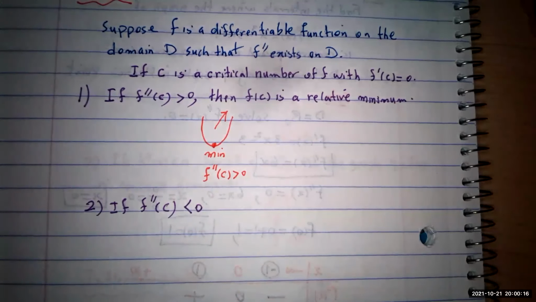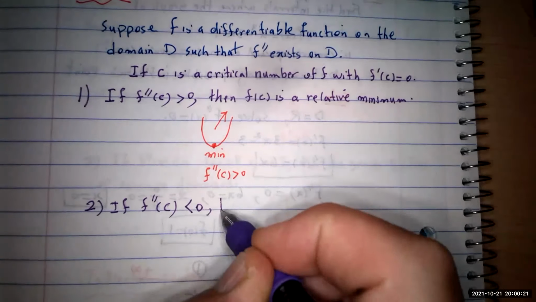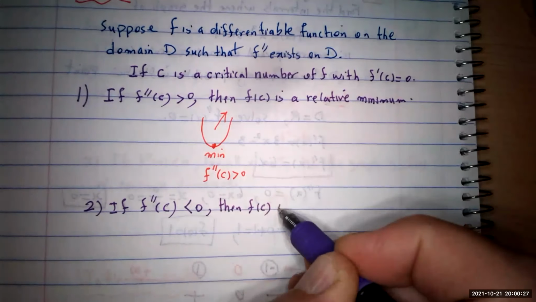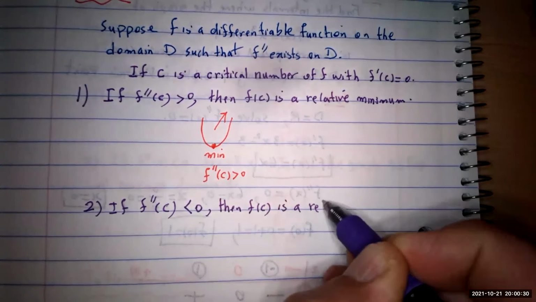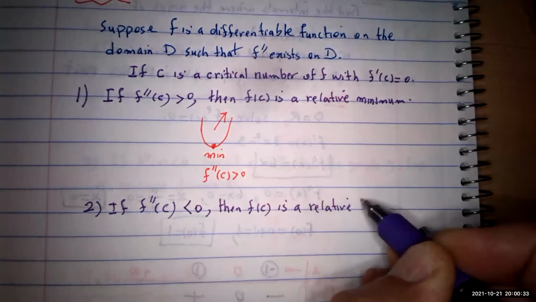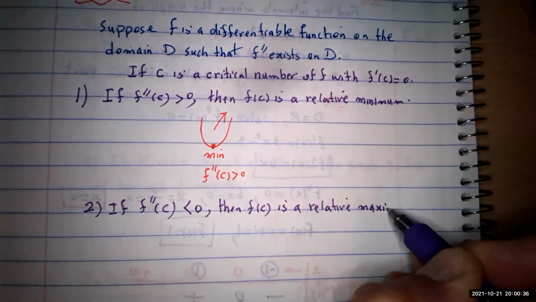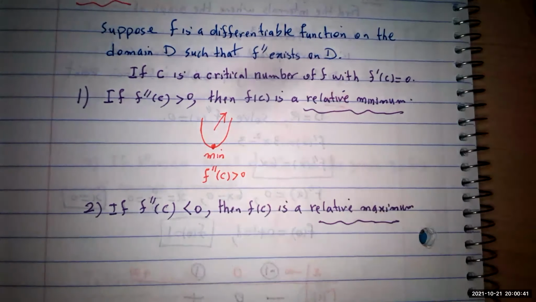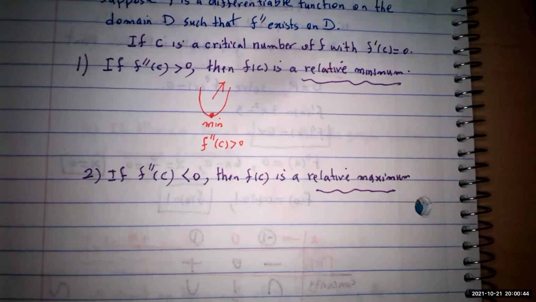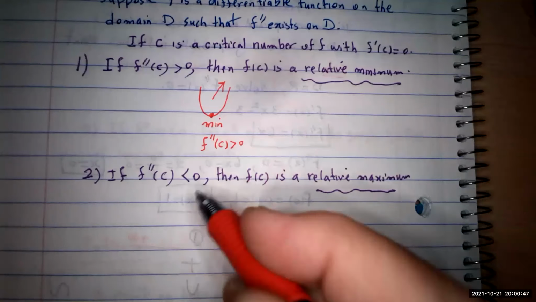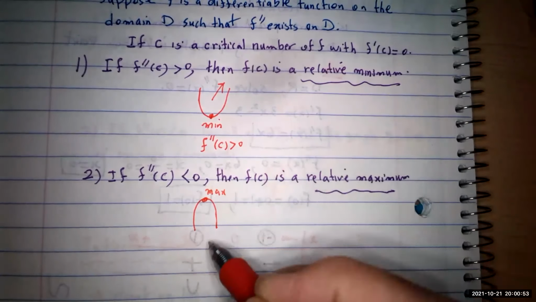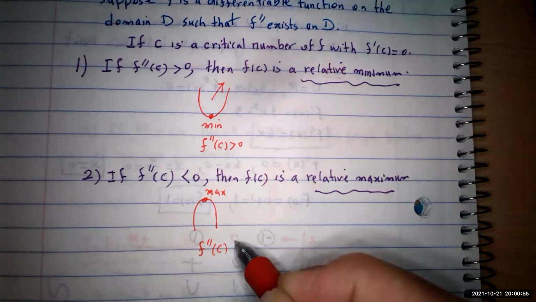Remember, concavity negative means it's curving down. So we get a maximum. If this is the case, then f of c is a relative maximum. Okay, there you are. It's easy to remember because f double prime negative means down, and down, we get a maximum. In order to get the down, f double prime of c must be negative.